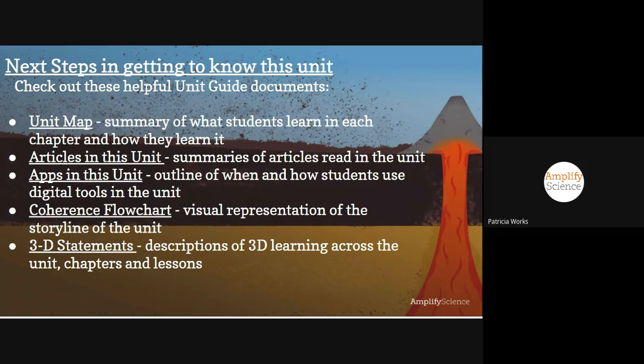As you are getting ready to start rock transformations, some of these unit resources will really be helpful in getting an overview of the unit. The unit map shows you what students figure out and how they learn it chapter by chapter. Also on the unit landing page, you'll find articles in the unit and apps in this unit documents, which will provide more details on the unit reading and digital tools. The Coherence Flowchart is a favorite go-to resource to see the intended learning and how students unwrap the unit phenomenon chapter by chapter. The 3D statements will give you descriptions of how Amplify Science meets the 3 dimensions of the NGSS in every lesson and chapter.